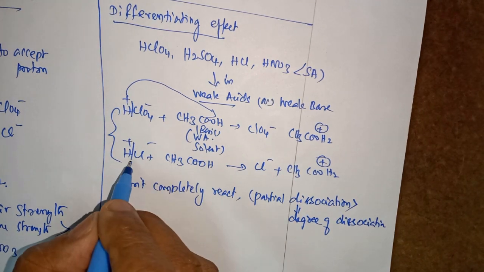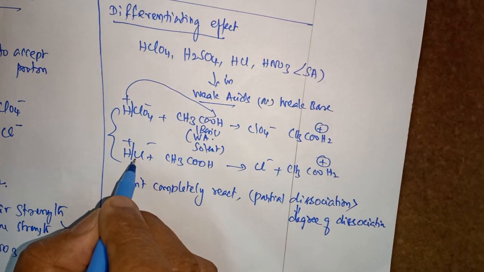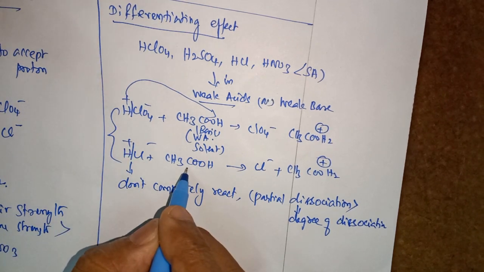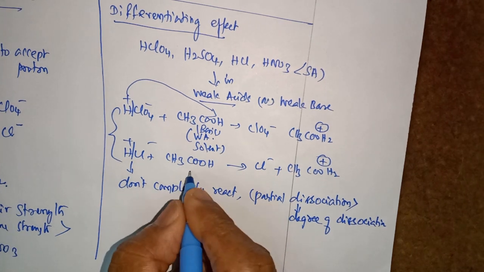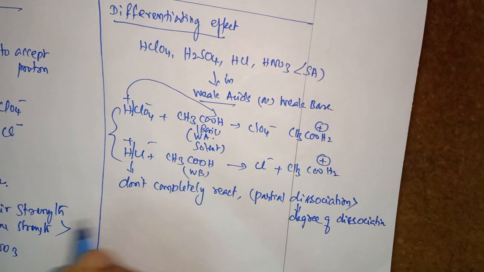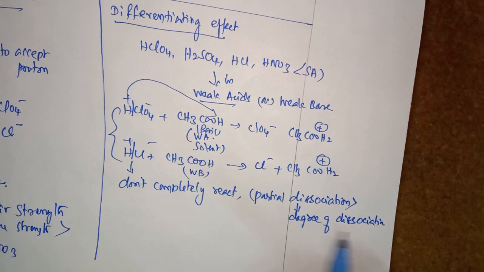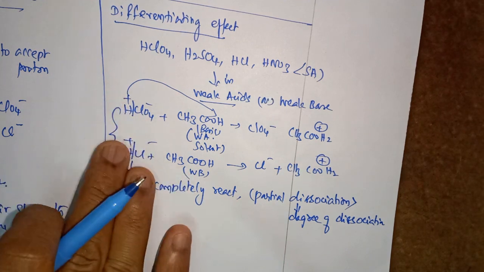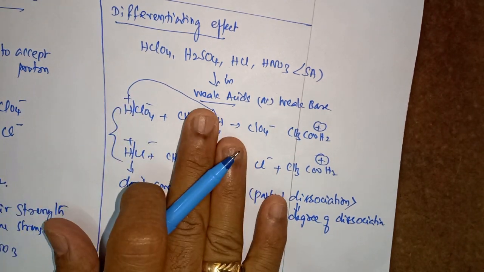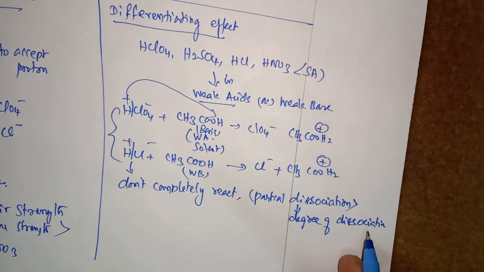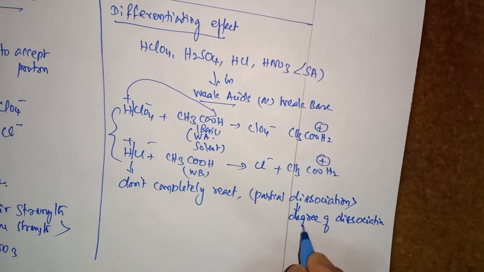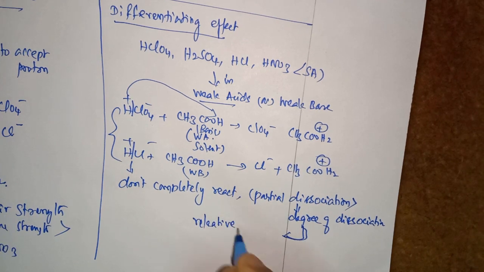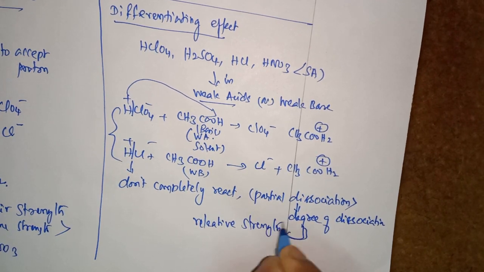When the weak acid is reacting with strong acid, the strong acid is donating a proton, the weak acid is accepting a proton. So when the weak acid is accepting a proton, it is acting as a weak base. That's all. Degree of dissociation. So they do not completely react with this acetic acid, that is called degree of dissociation. A part will undergo dissociation. So based on the degree of dissociation, we can find out the relative strength.